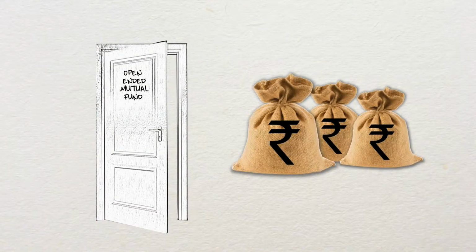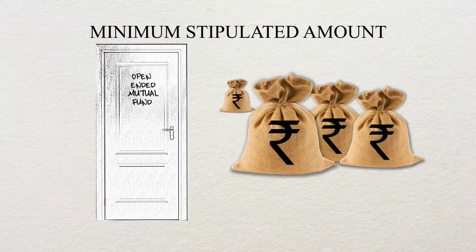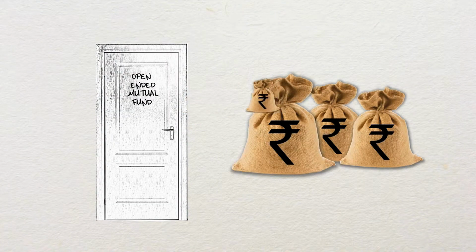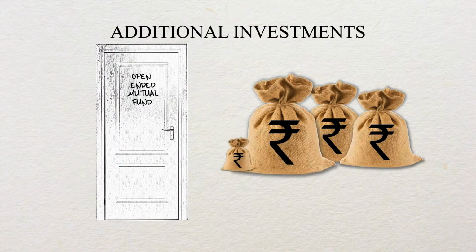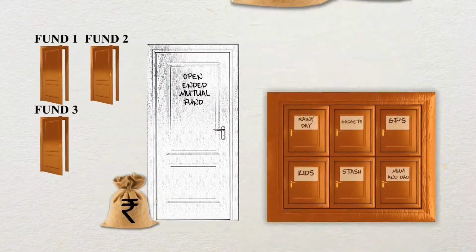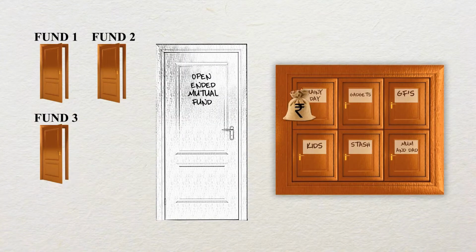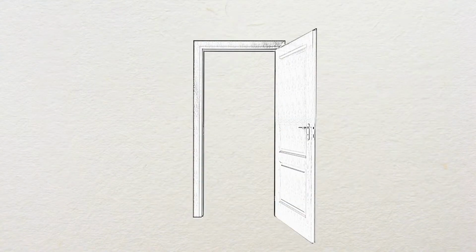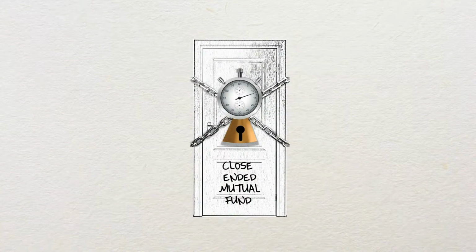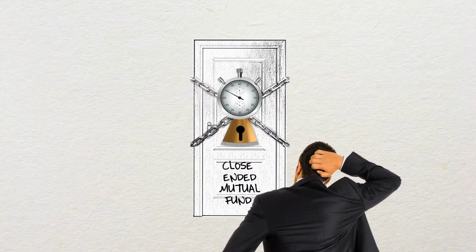Exactly. An investor can start investing in an open-ended mutual fund scheme by investing a minimum stipulated amount and opt for further transactions like additional investments, redemption, transfer, etc. any number of times, making it as easy to operate as a savings bank account. A close-ended fund, in comparison, operates like a fixed deposit, making it much less liquid or convenient.